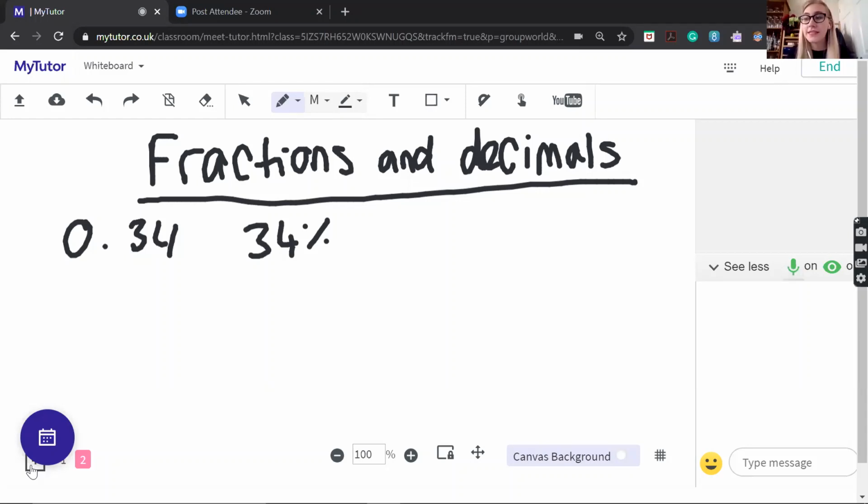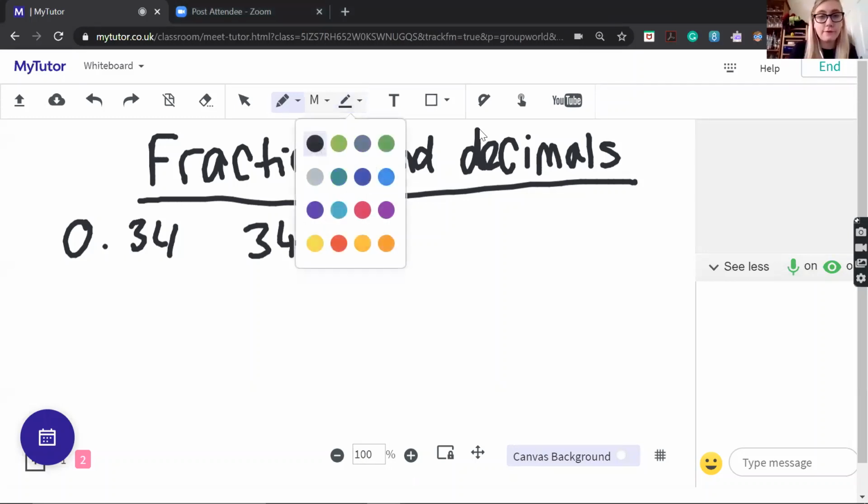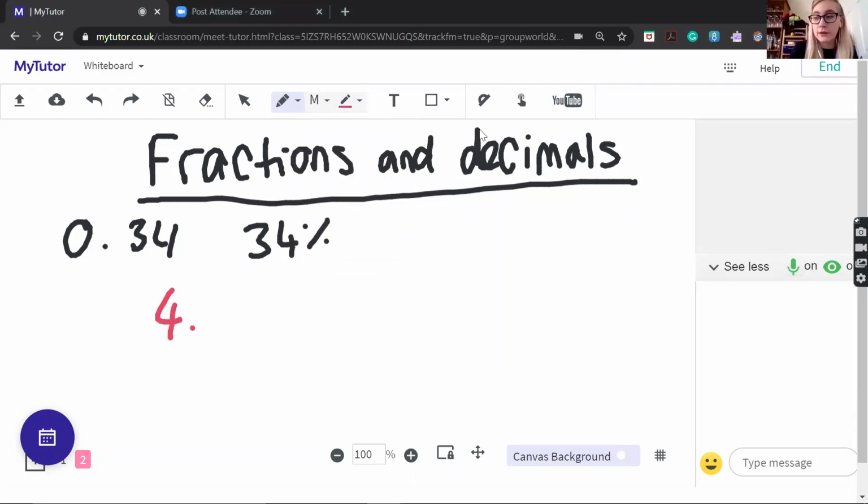So this is the hardest one to do, but it is also the most useful, and you will get to grips with it a lot more. So let's just do some examples. So decimals to fractions is the easier one. So let's say we have 4.56 and we want to make this a fraction.